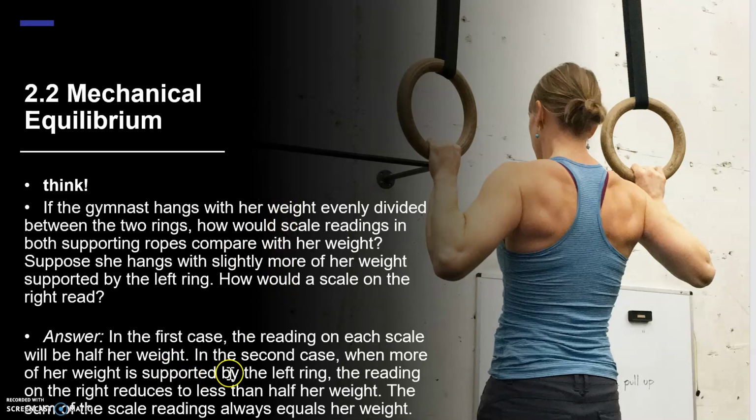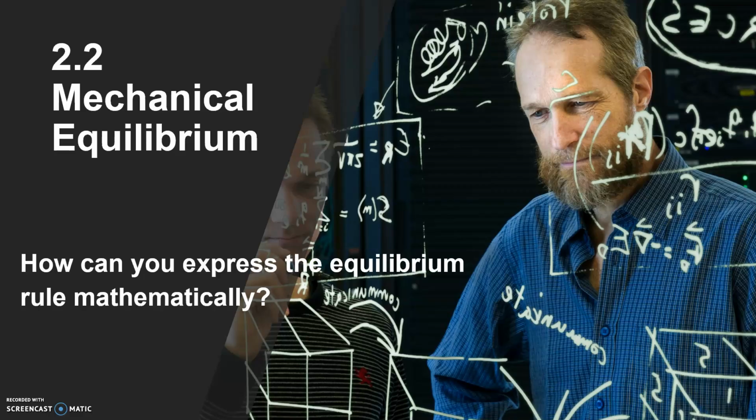You should have answered that in the first case, the reading on each scale would be half her weight. In other words, if you were to add up the total reading on the 2 scales, it should add up to be her total weight. And if she was putting more on one or the other, one scale would read more than the other, but you should still be able to add them together to get her total weight.